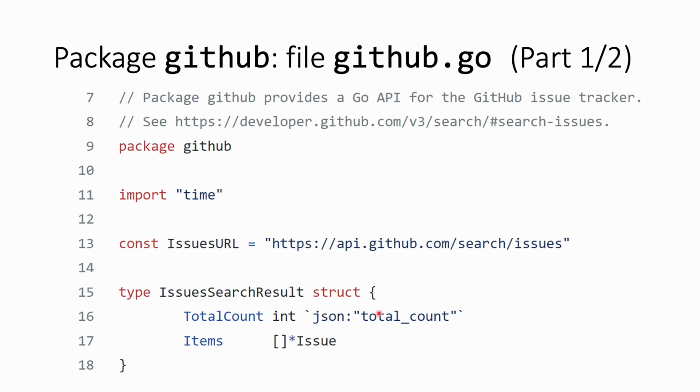Then it defines the struct named IssuesSearchResult, which consists of two fields corresponding to the total count and items in the JSON output.